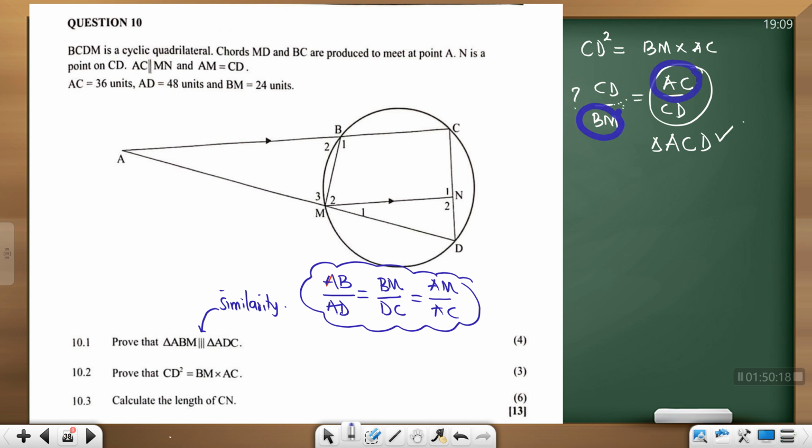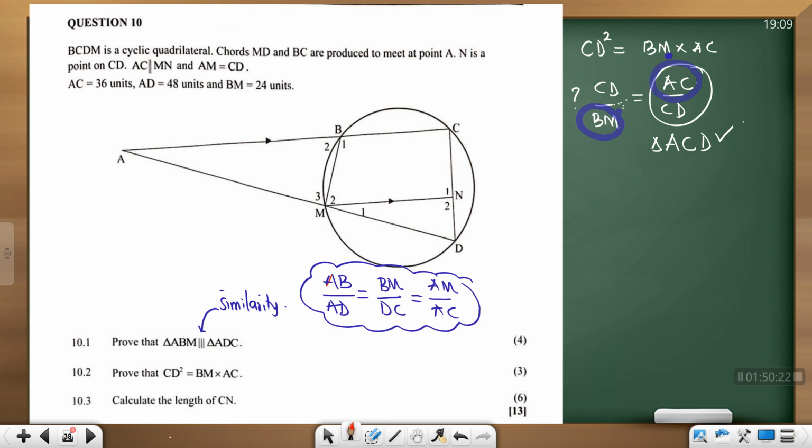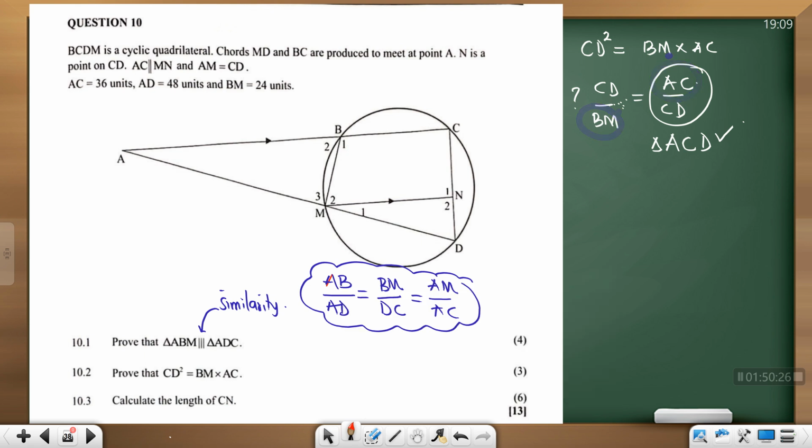AC multiplied by BM. Do I have AM here? Let me get a red pen. So this is me thinking. That's how we think in Euclidean. You don't just start writing nonsense. I want AC and CD. Do I have AC here? Yes. We agree, right? I have AC. Do I have CD? Yes. We're good? What else do I need?